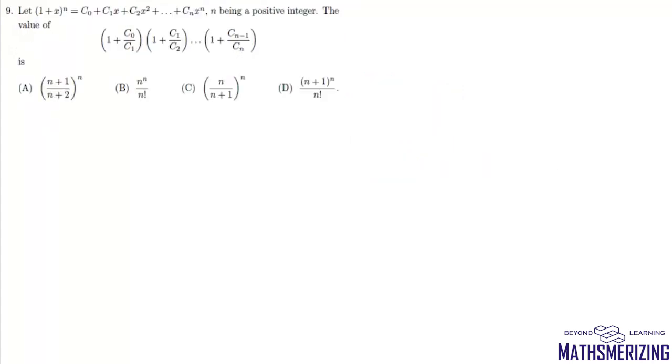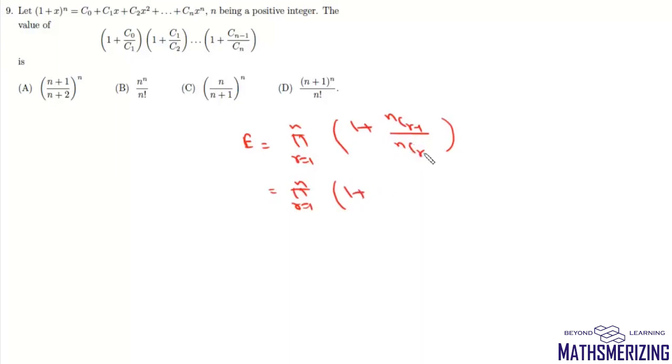Now question number 9 is: let (1 plus x) to the power n equals C0 plus C1x plus C2x square plus ... plus Cn x to the power n, where n is a positive integer. Then we need to find the value of (1 plus C0 upon C1)(1 plus C1 upon C2) ... (1 plus Cn minus 1 upon Cn). So we can write this expression as the product of (1 plus nCr minus 1 upon nCr), where the value of r varies from 1 to n.